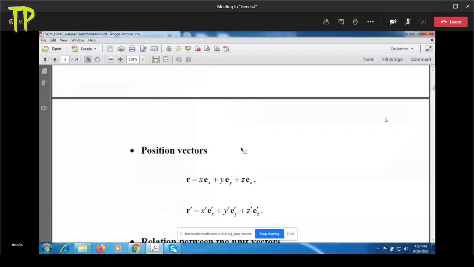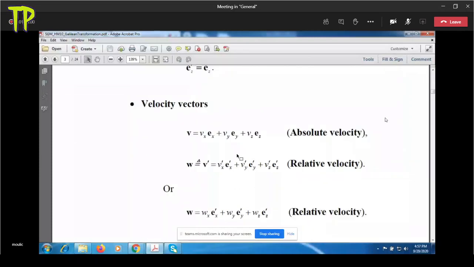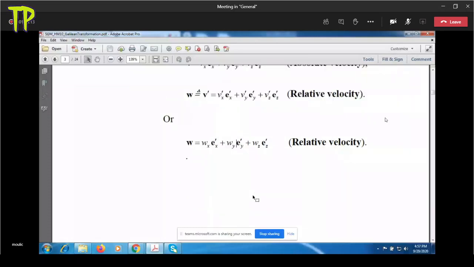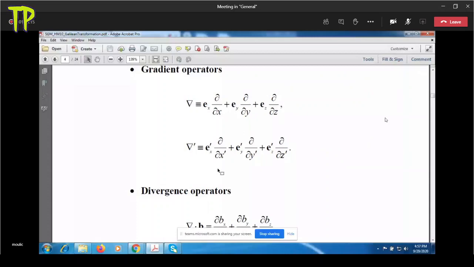And similarly, I can write the velocity vectors this way: absolute velocity as measured by the stationary frame, and the relative velocities as measured by an observer in the moving frame. Okay, and we can have two grad operators, one which has del/del x, del/del y, del/del z, and ex, ey, ez, or del/del x prime, del/del y prime, del/del z prime, and the unit vectors ex prime, ey prime, ez prime. We have seen this before.